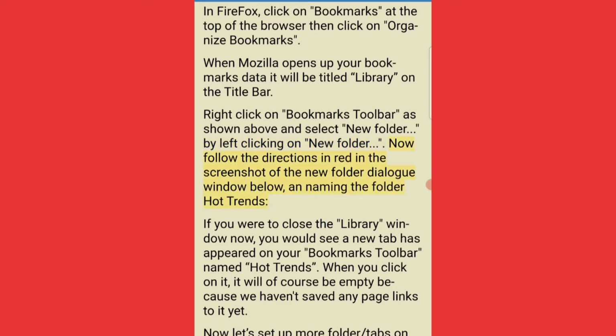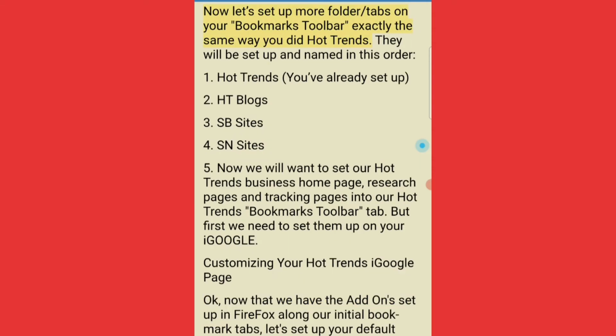Now follow the directions in red in the screenshot of the New Folder dialog window below, naming the folder Hot Trends. If you were to close the library window now, you would see a new tab has appeared on your bookmarks toolbar named Hot Trends. When you click on it, it will of course be empty because we haven't saved any page links to it yet. Now let's set up more folder tabs on your bookmarks toolbar exactly the same way you did Hot Trends.